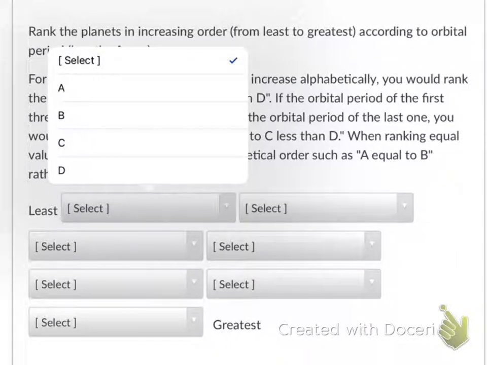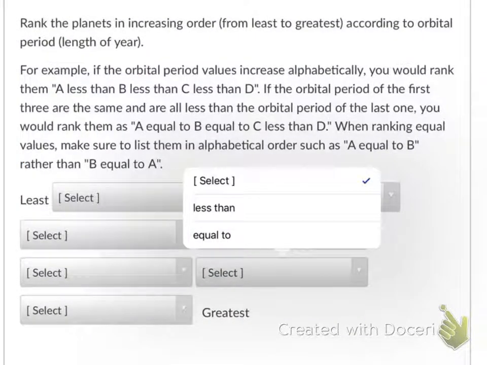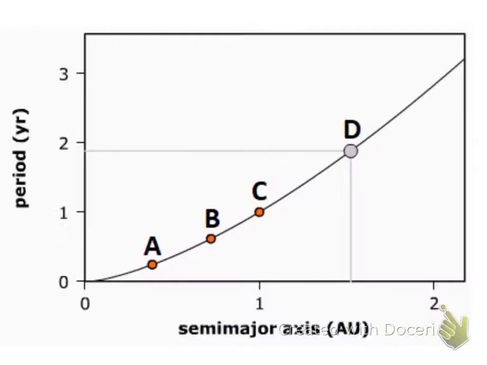Then you're supposed to rank them according to their orbital period, how long they take to orbit the Sun. And again, notice that you get to choose A, B, C, and D, and you also have to choose whether the one that has the smallest period. Essentially, you're ranking them. Are you going to rank them less thans, or are you going to make them equal tos as far as the orbital period goes?